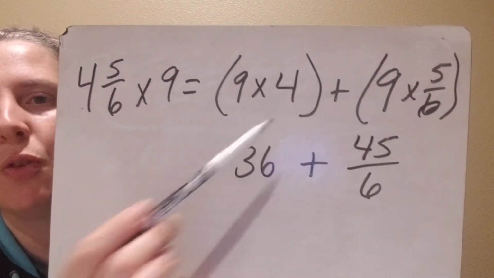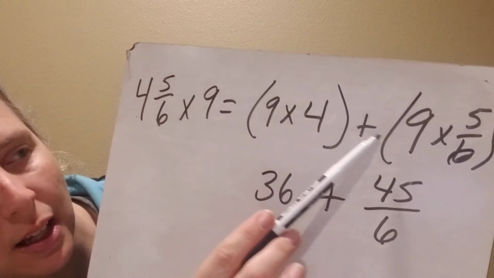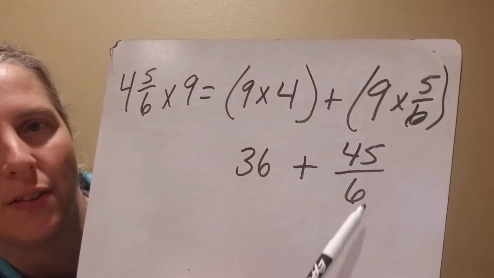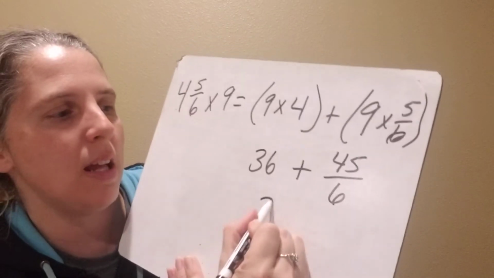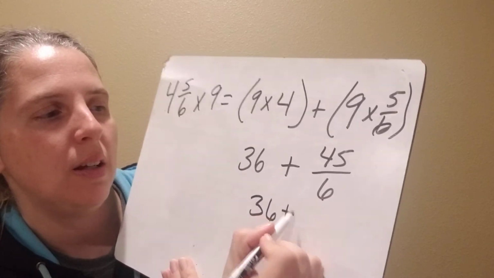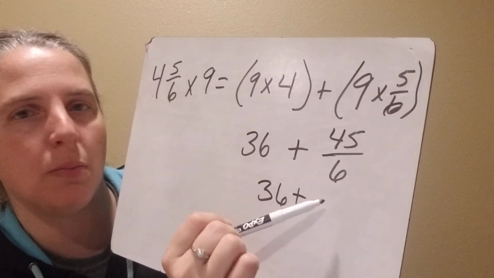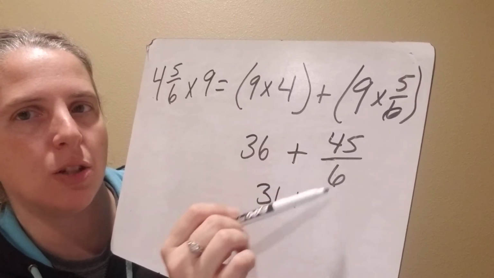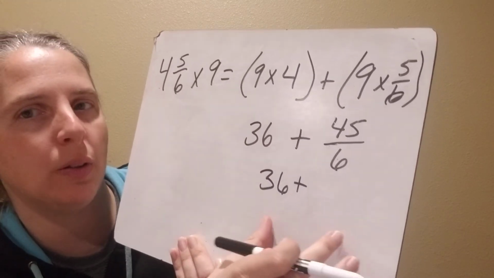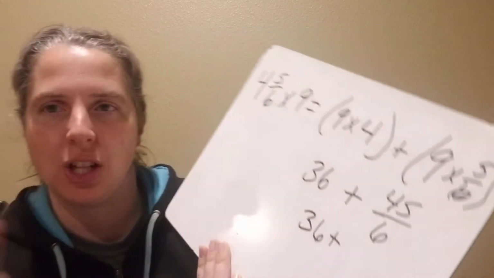All right, 9 times 4 is 36. 9 times 5/6 is 45/6. All right, do the next 2 lines. 36 plus, and put your mixed number. Change this into a mixed number, and add those whole numbers with your final answer and check it.